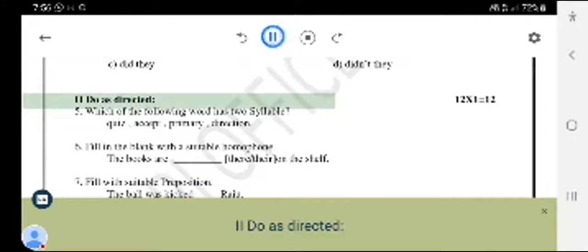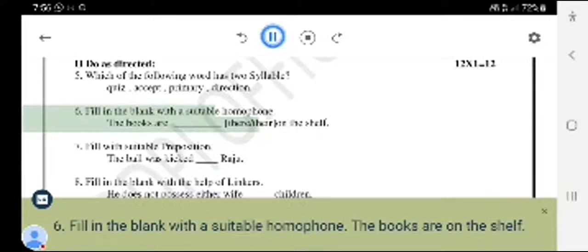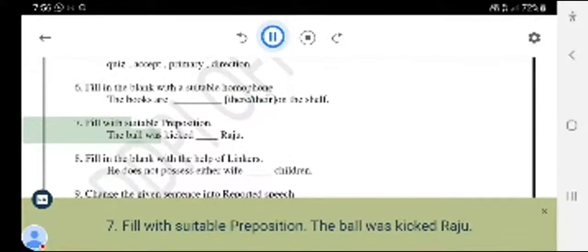To do as directed. 1 2x1 equals 12. 5. Which of the following words has 2 syllables? Quiz, except, primary, direction. 6. Fill in the blank with a suitable homophone. The books are on the shelf. 7. Fill with suitable preposition. The ball was kicked Raju.